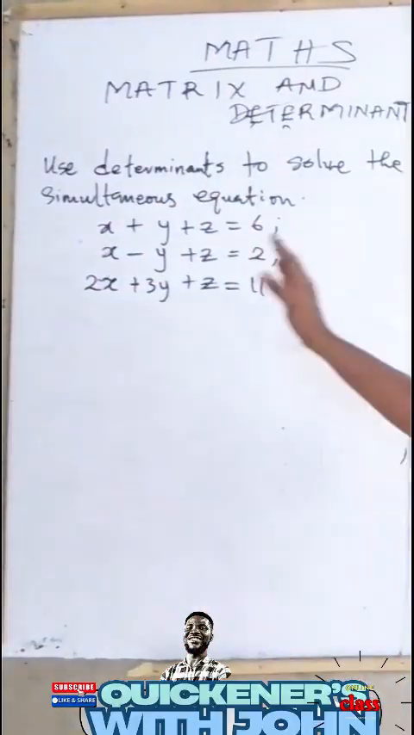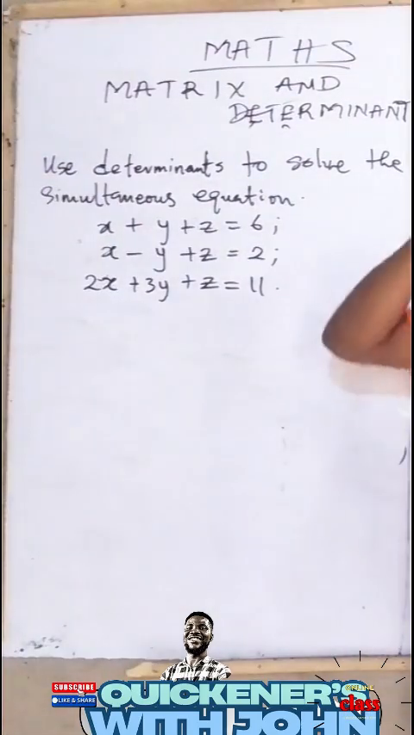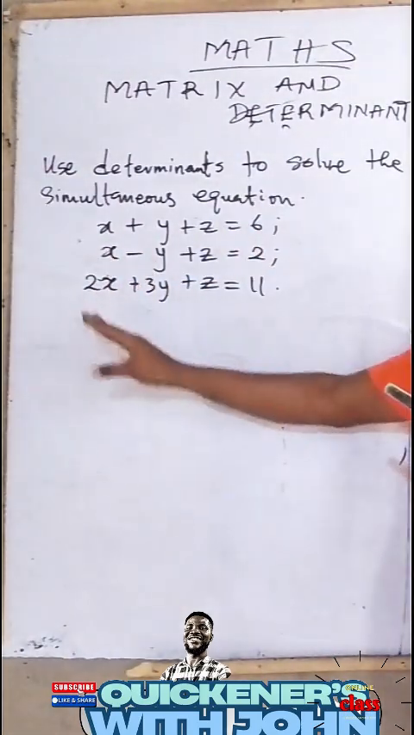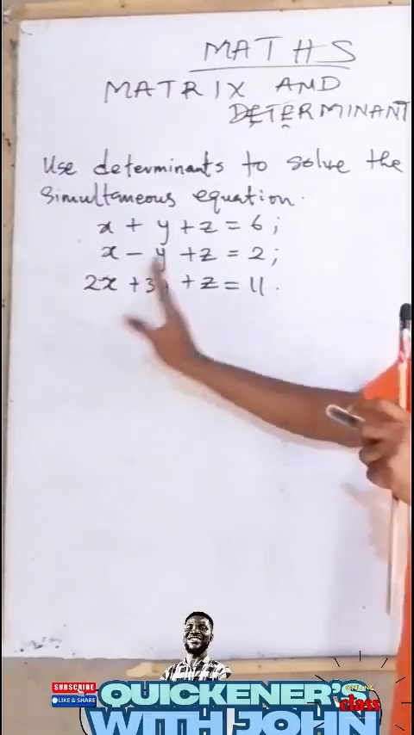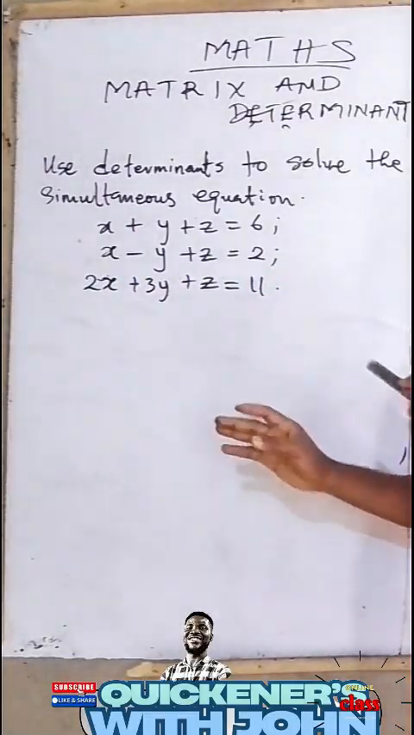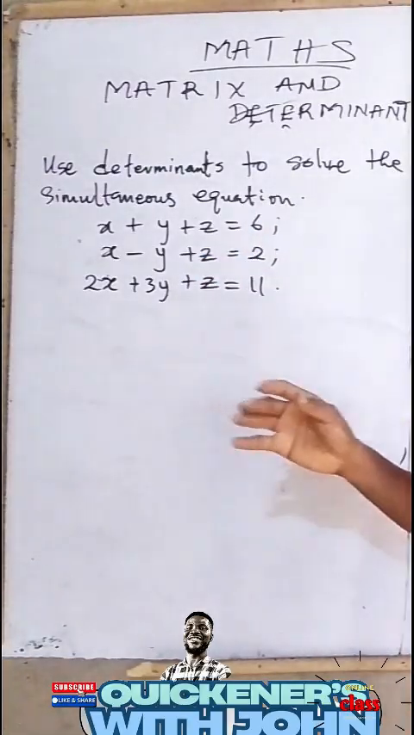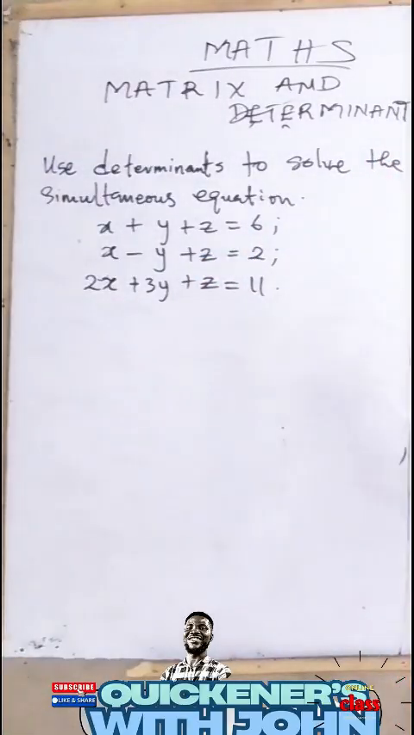So look at the question. How do you use determinants to solve this simultaneous equation? You can see this is a simultaneous equation, but it has 3 different variables. You can see x plus y plus z equals 6. You understand what I'm talking about? Now, I'm going to use the determinant method, just one method to solve this, okay?